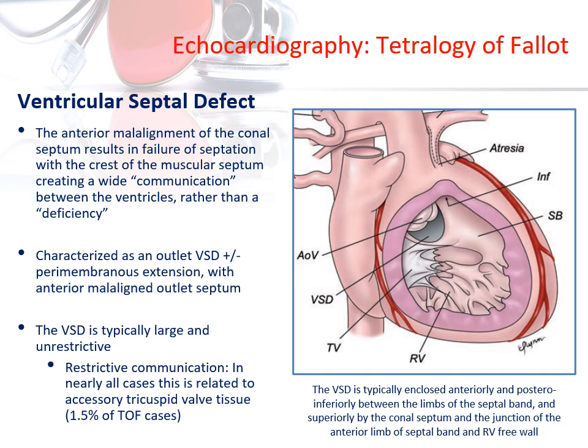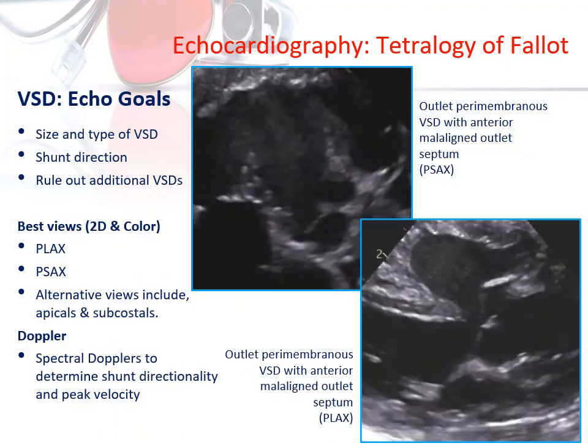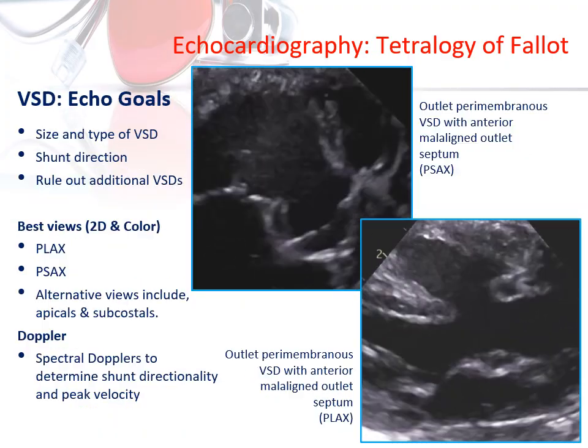it's more like they just missed each other. The VSD is often characterized as an outlet VSD with or without paramembranous extension and with anterior malaligned outlet septum. The VSDs are typically large and unrestrictive. However, in a small number of cases, you can get a restrictive communication, and that's almost always caused by accessory tricuspid valve tissue. What are the echo goals of scanning your VSDs?